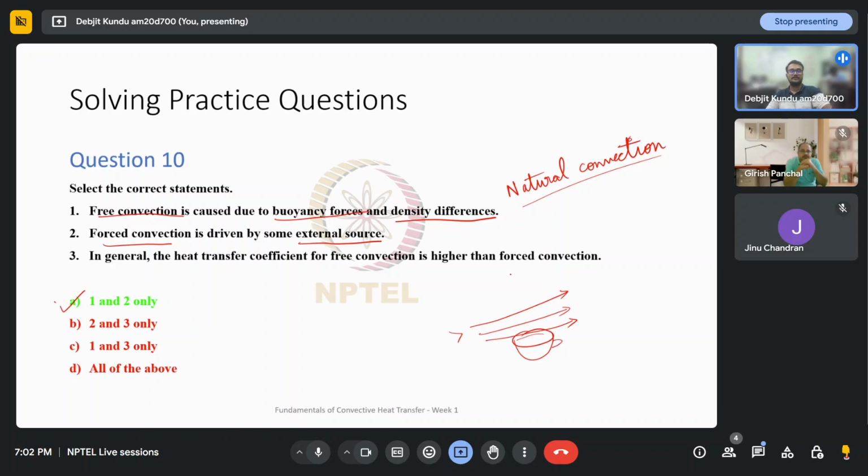So essentially in most general cases, typically the heat transfer coefficient, or the rate of heat transfer, is much higher in case of forced convection than free convection, although there can be some exceptions to that rule, but typically this is the case. So which is why statement 3 is incorrect, but statements 1 and 2 are correct, and so the correct solution which you should have picked is option A, that is 1 and 2 only.